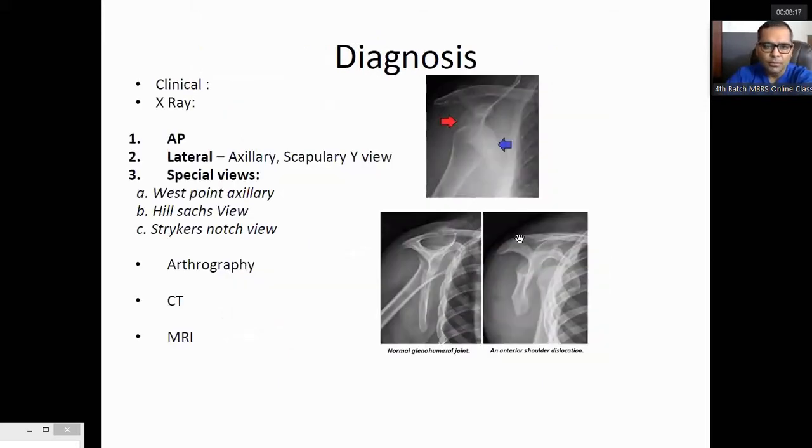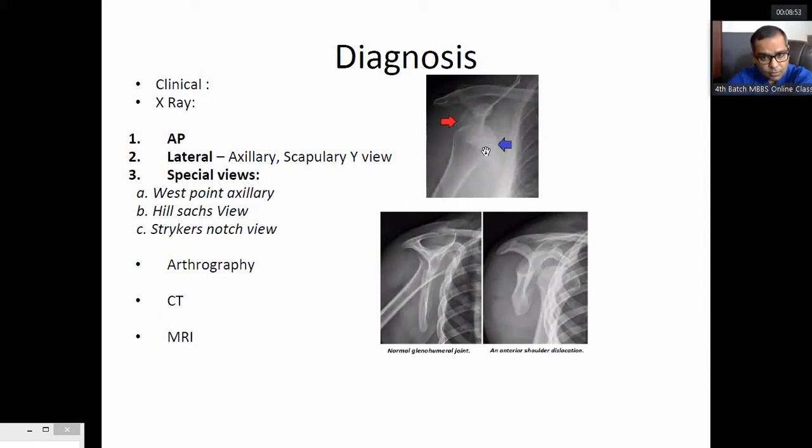So how do we diagnose? It's basically a clinical diagnosis. The patient comes to our emergency with the typical attitude of the limb, and on examination, as previously discussed, the typical clinical picture. Further, we do some radiological tests like X-ray. This is the anteroposterior view of the shoulder, in which we can see the humeral head lying outside of the glenoid socket. So this is the dislocation of the shoulder.